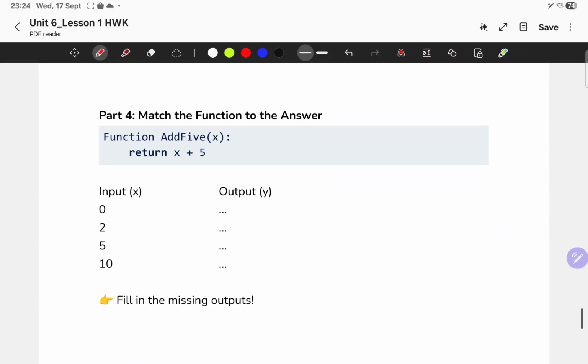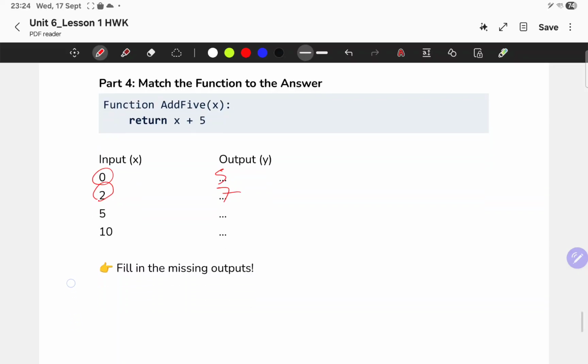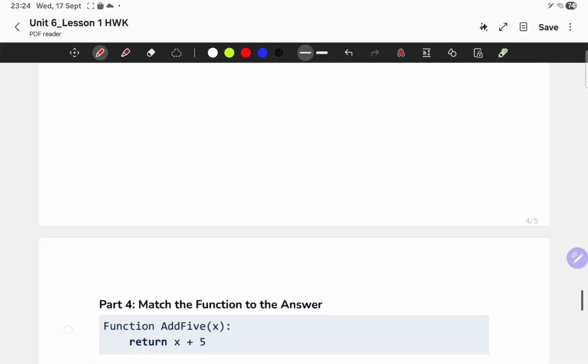Good. Next, what do we have? Match the function to the answer. This should be quite easy. x plus 5 is 5. x plus 5, 7. I'm not going to do these because they're quite easy, so I know you can do them, right? We're just plussing 5 each time. Shouldn't be too difficult. And that's it for the homework.